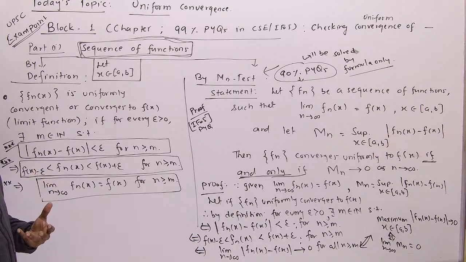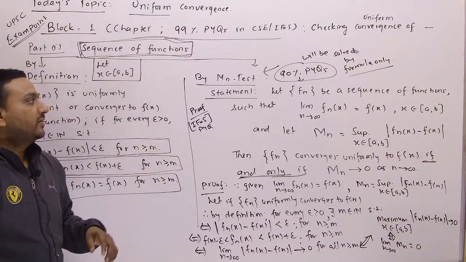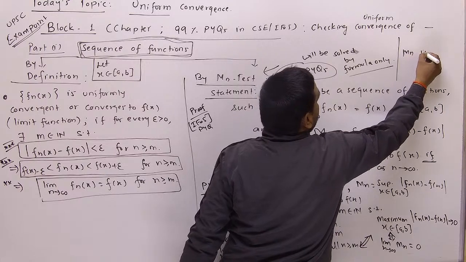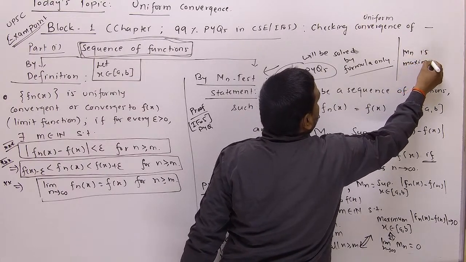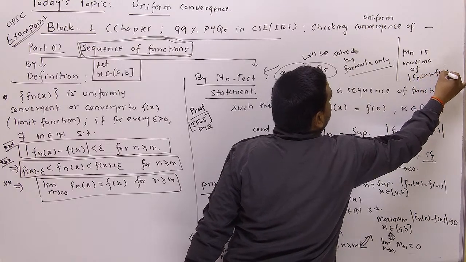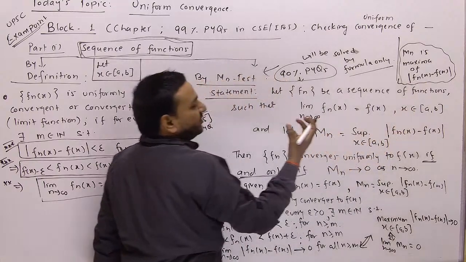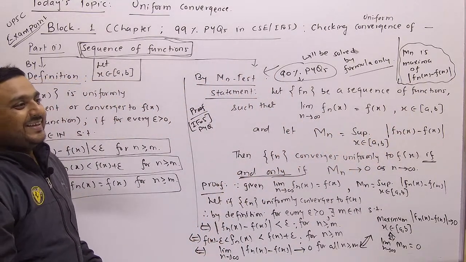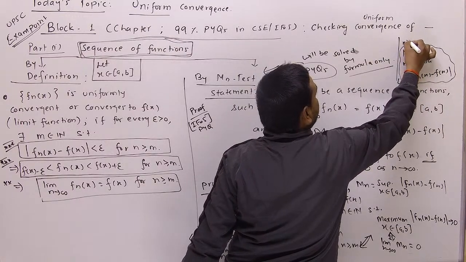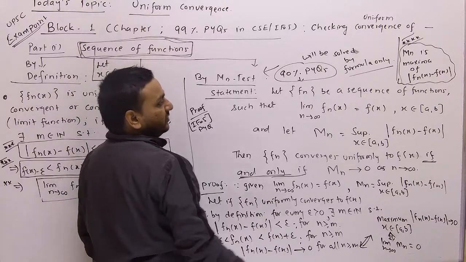Mn equals supremum. ना समझ में आए तो लिख लीजिए, Mn is the maximum value of |Fn(x) - F(x)|. So this is just a problem of maxima minima. Okay, स्टार मार्क कर लीजिए. Because this is just a function, right?